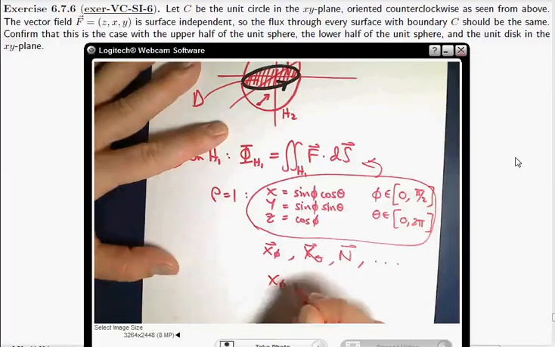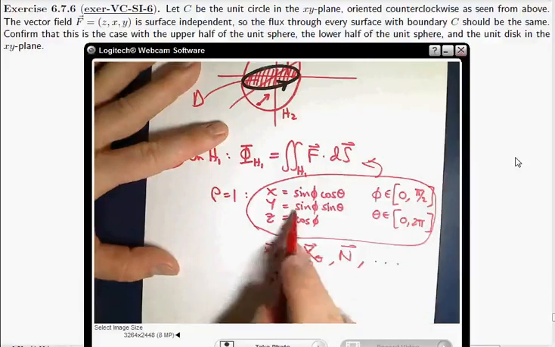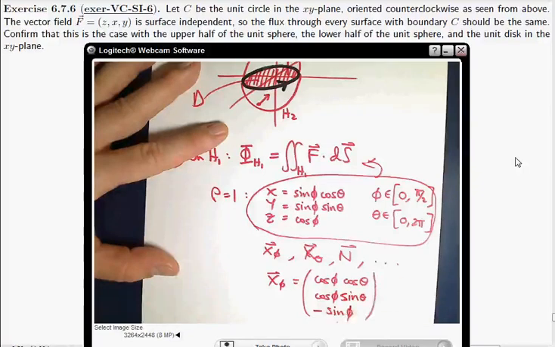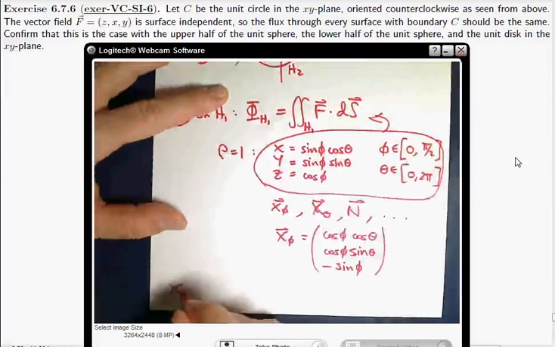Okay, so what's x phi? Well, we need to take the partials of all this stuff with respect to phi, so that gives you cosine phi cosine theta, cosine phi sine theta, and negative sine phi. Right? Now, what is x theta? Let's give myself a little room over here.